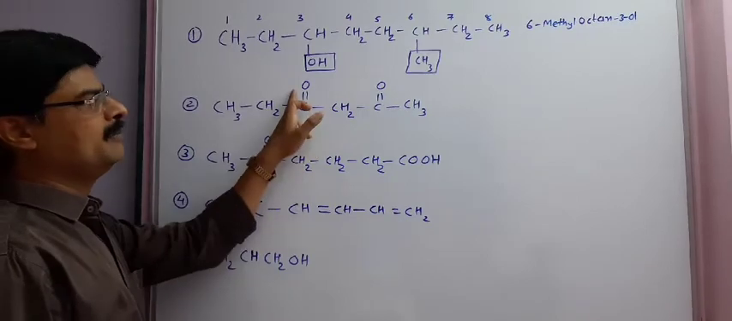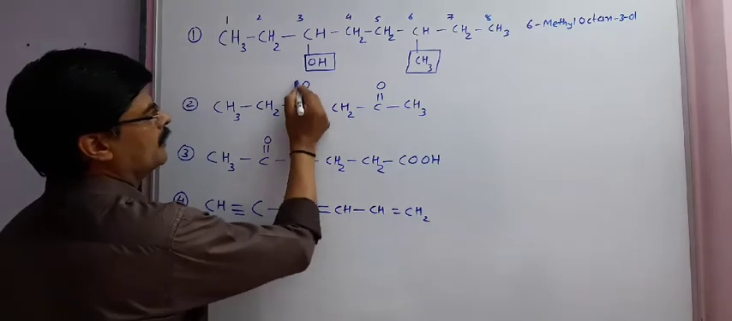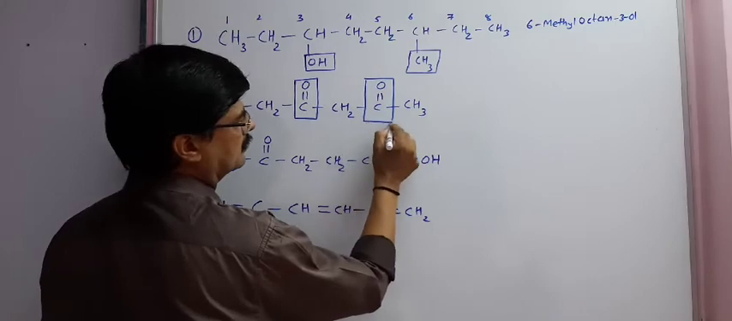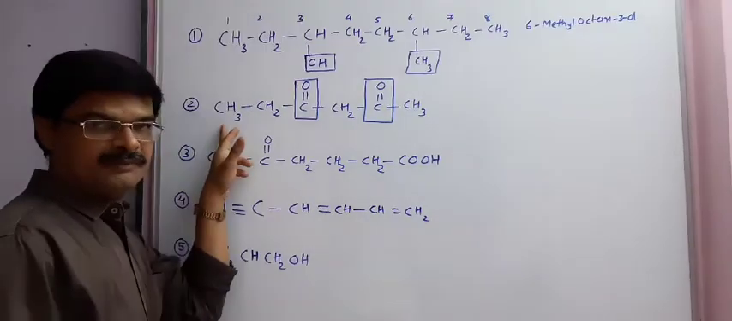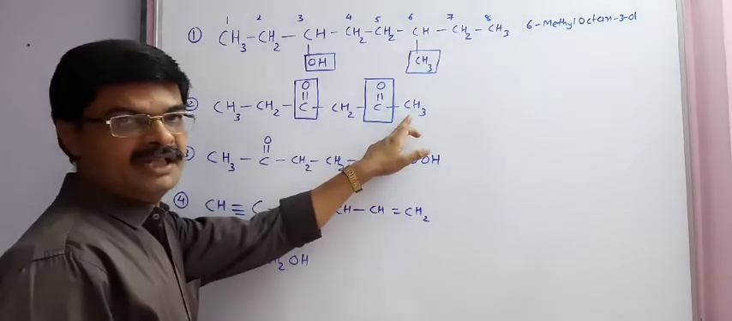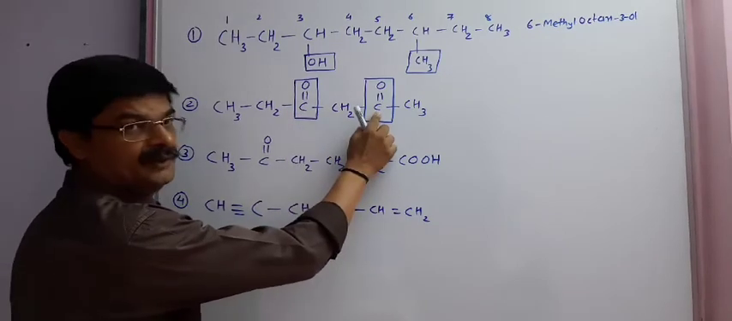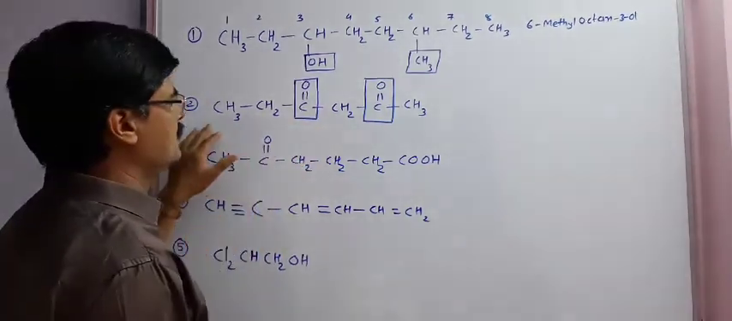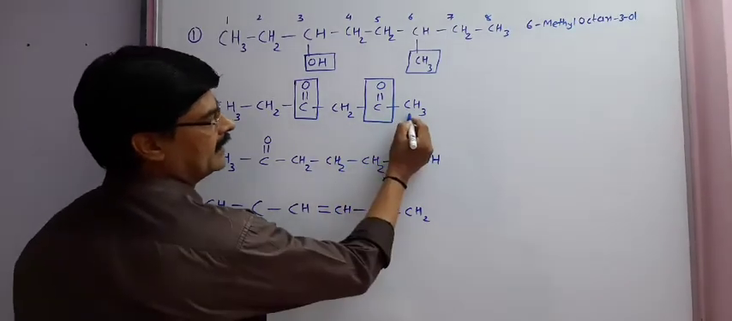CH3 CH2 C double bond O CH2 CO CH3. We have two functional group but they are same, ketone functional group. First of all, we will give numbers to carbon atoms for the longest possible chain. 1, 2, 3, 4, 5 and 6. This will be incorrect because here ketone will get 3 number and 5 number. So total of 3 and 5 will be 8. That is why if we start it from left hand side, it will be wrong.